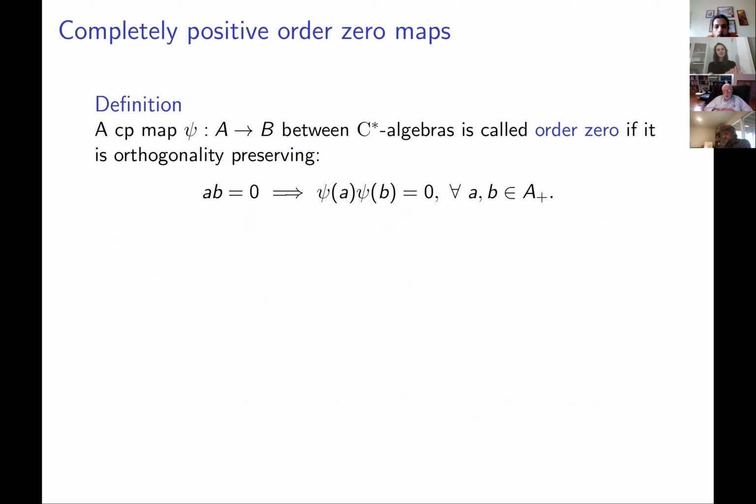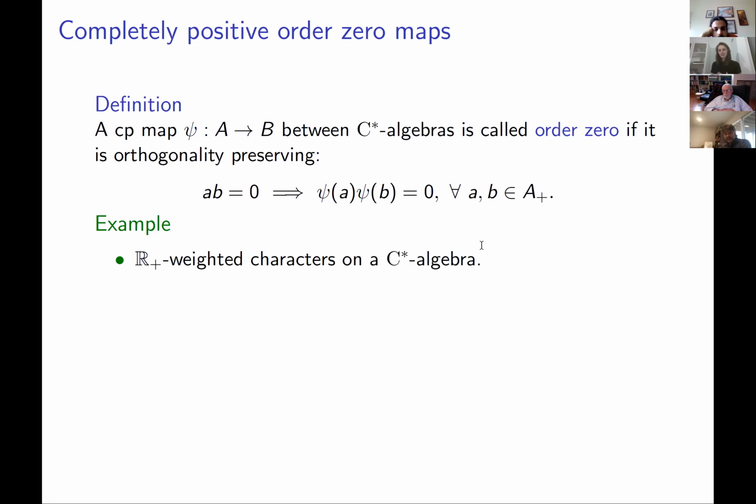Okay, so what is an order 0 map? If we take a completely positive map between C-star algebras, it's called order 0 if it's orthogonality preserving. So that means that if I take two positive elements whose product is 0, so they're orthogonal, then the product of their images is also 0. You can also talk about orthogonality for generic elements, not just positive elements, but because of the importance of positive elements in a C-star algebra, it suffices to define this for positive elements.